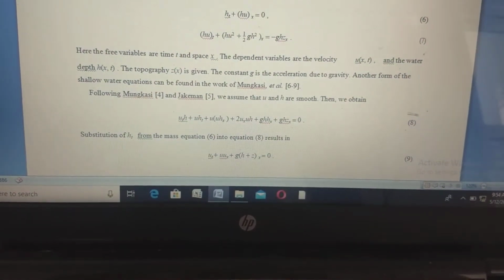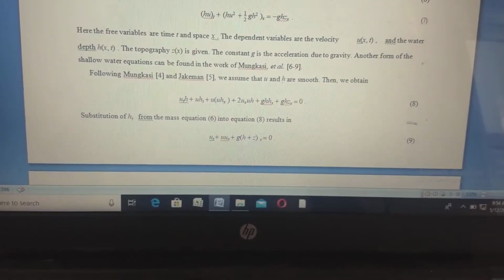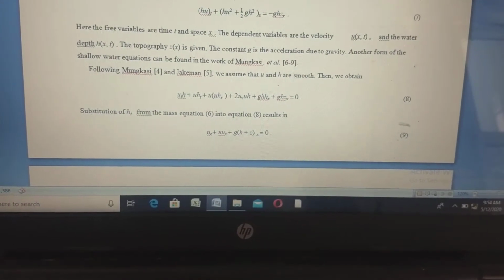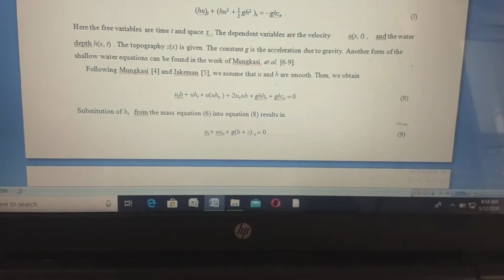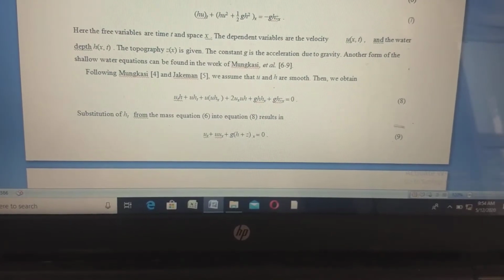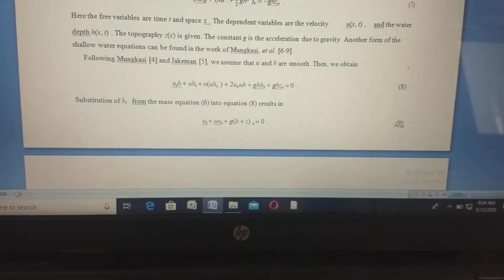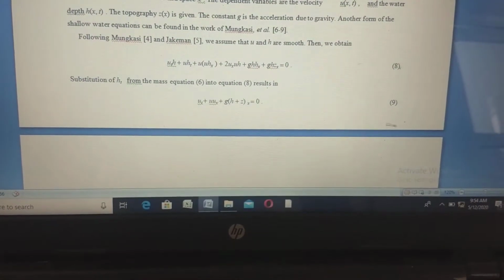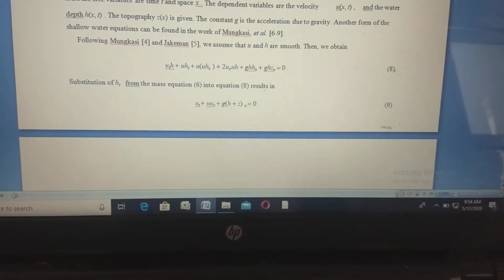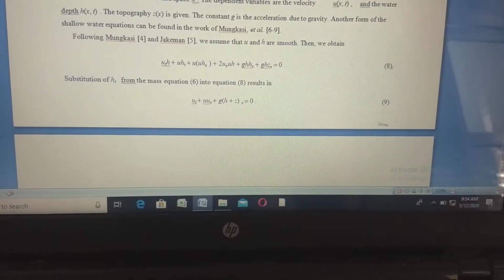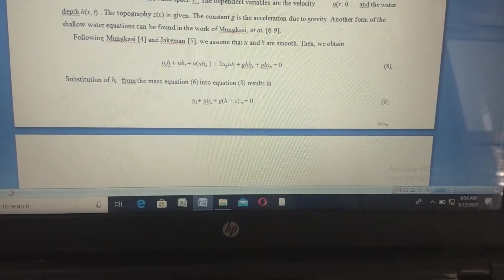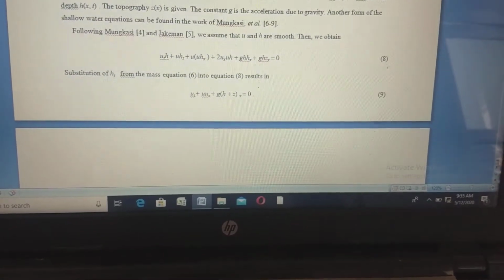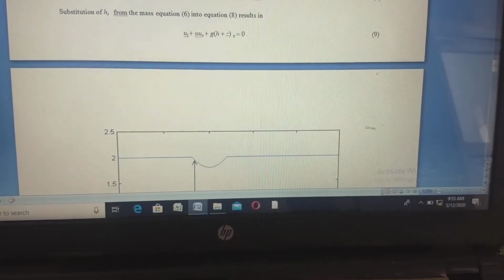Another form of the shallow water equation can be found in the work of Mungessi. Following this, we assume that u and h are smooth. Then we obtain the eighth equation. Substitution of ht from the mass equation number 6 into equation 8 results in ut plus u ux plus g of h plus z x equal to 0. This is equation number 9.